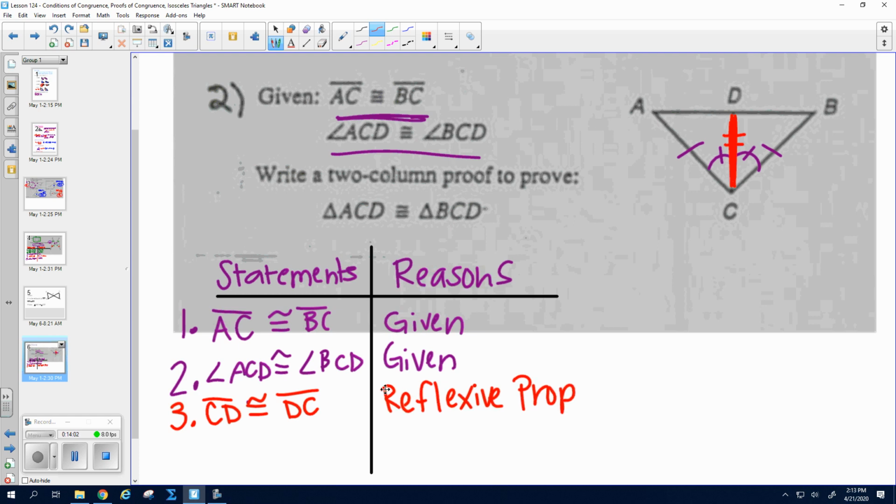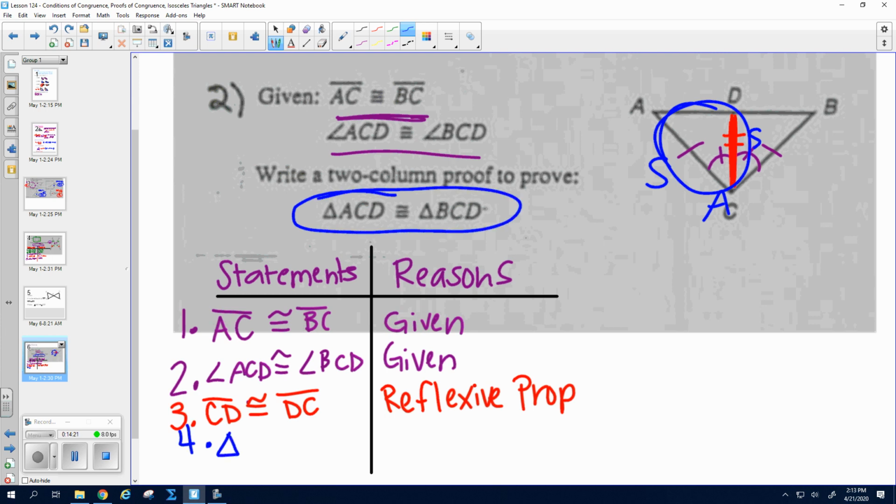Then you check, do I have one of the congruence properties? And if you go around one of these circularly, you've got side, angle, side. So I can now say that the triangles are congruent, and we're going to state this last thing here. Triangle ACD is congruent to triangle BCD. And the reason is side, angle, side. So you always want to have one of your congruence properties here at the end. All right.